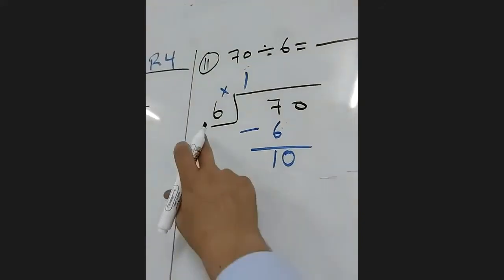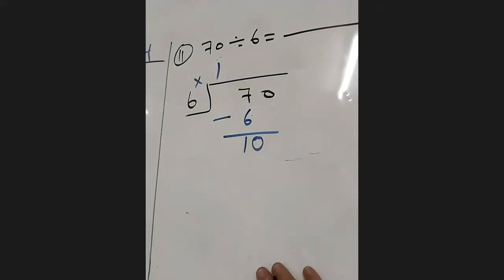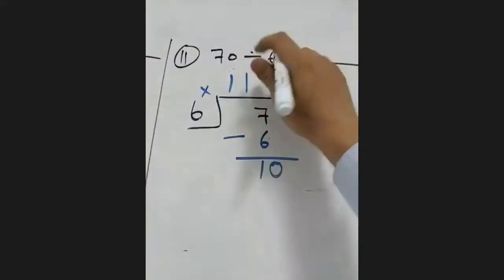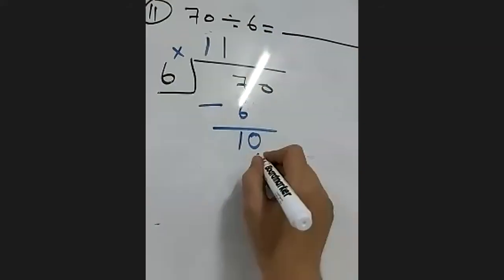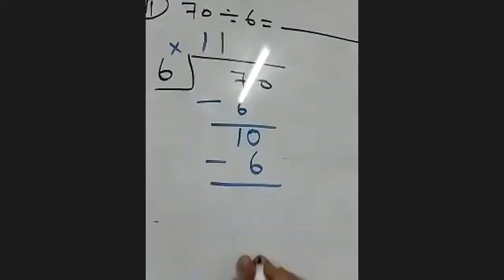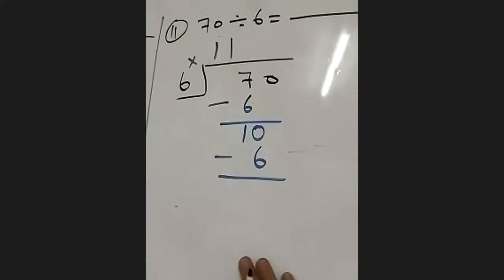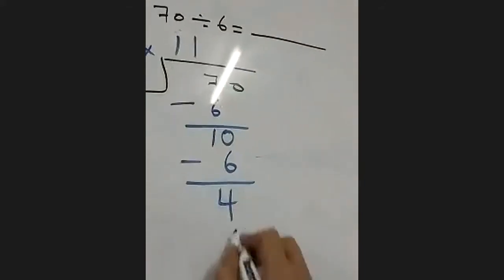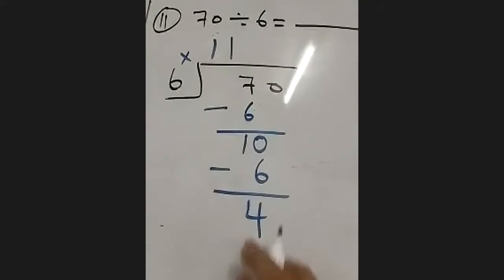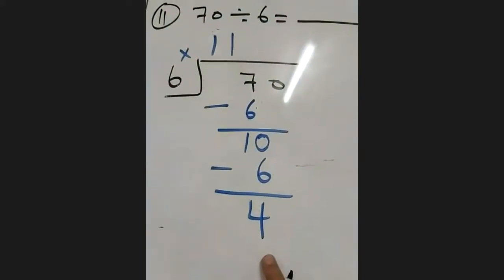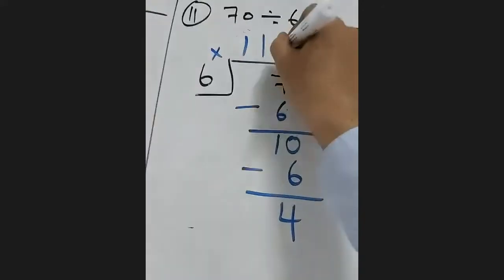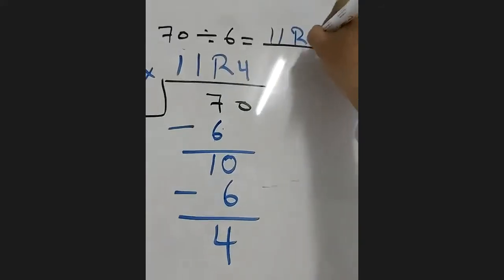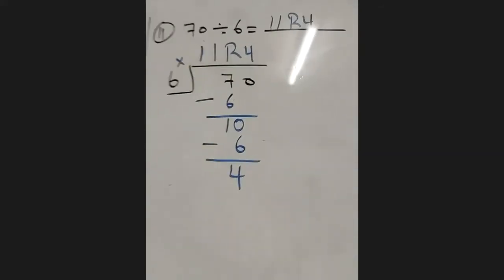10 divided by 6. Do we have 10 in the times table of 6? Put another 1. Another 1. Good boy. Now 1 by 6, how much? 6. Then 10 minus 6, how much? 4. Excellent. Now 4 is the remainder. So what's the answer? 11 with remainder 4. So 11 remainder 4, and we will put our answer on the line up. Excellent, Faisal. Thank you.